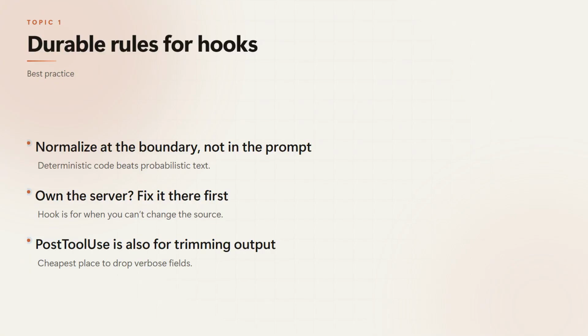If you own the MCP server, fixing the output format at the source is better because it eliminates the need for a hook entirely. But when you don't own it, or when you need to trim verbose output to save context, PostToolUse is the right tool. Reject prompt side normalization because it's unreliable, not because it's merely inconvenient.